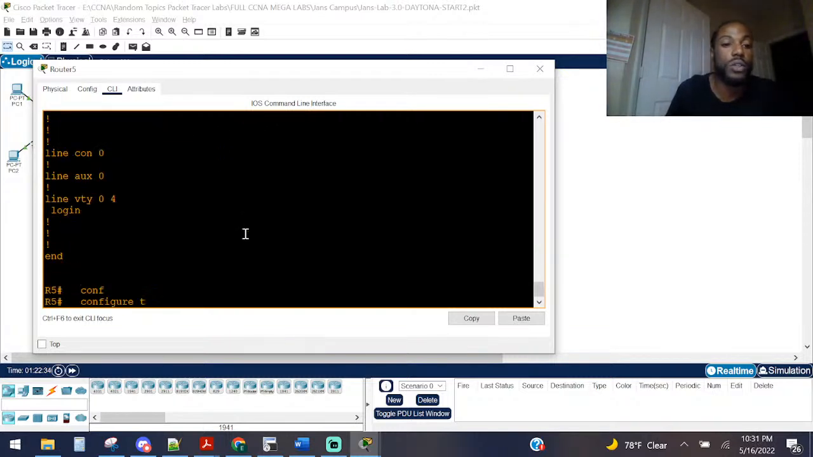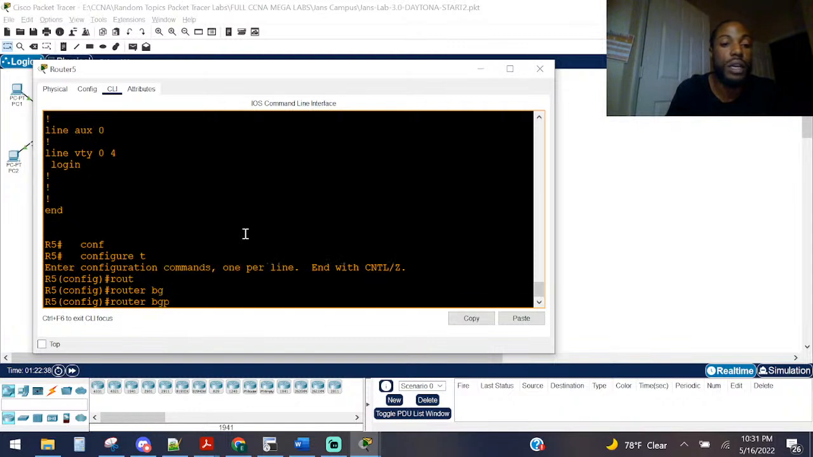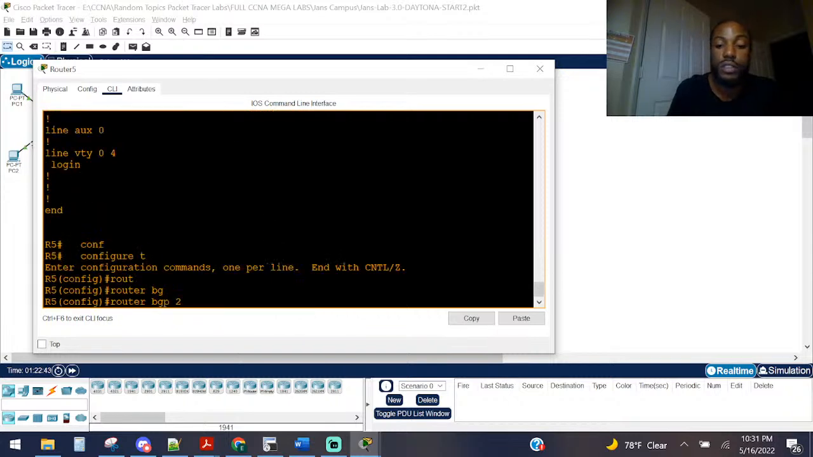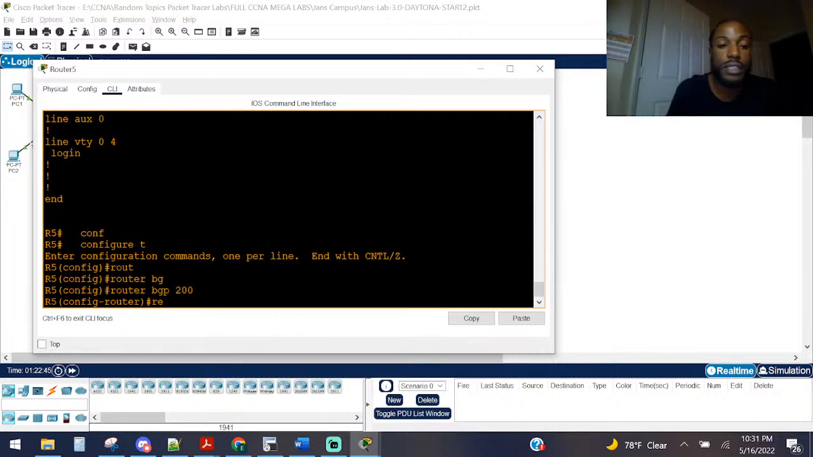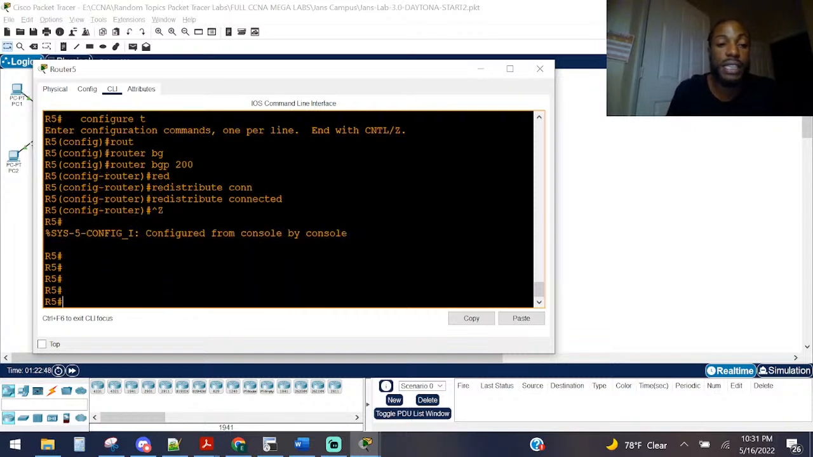Let's do that. Go to global config mode. We're going to say router BGP. What is that? 100? 200. Let's try to redistribute some connected routes. I don't think that's the issue there.